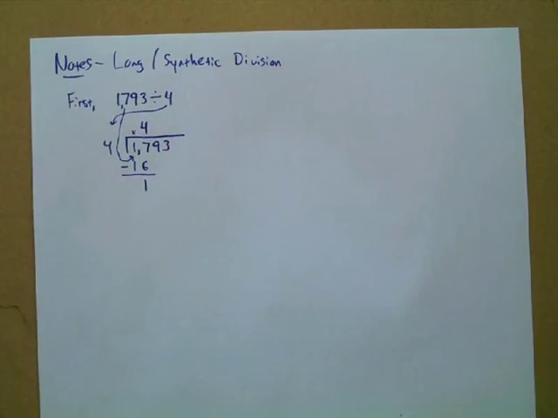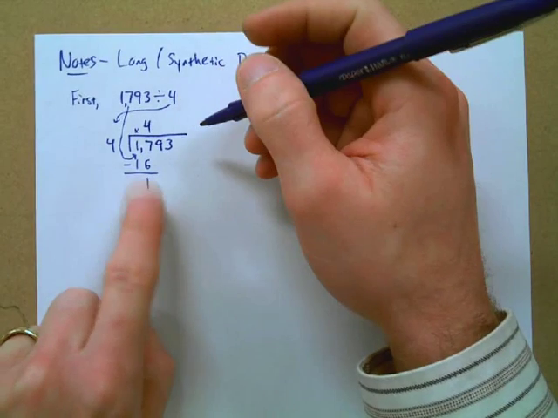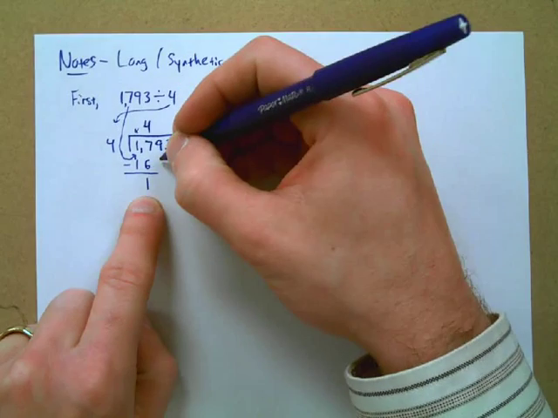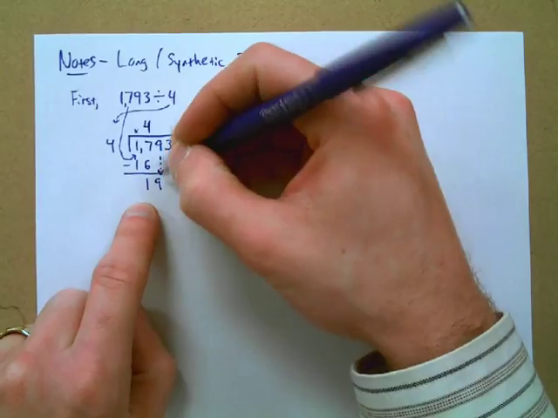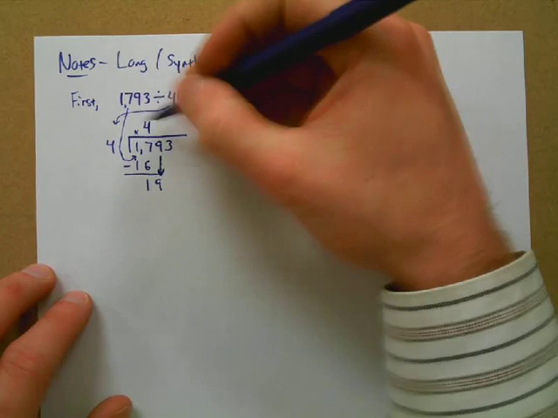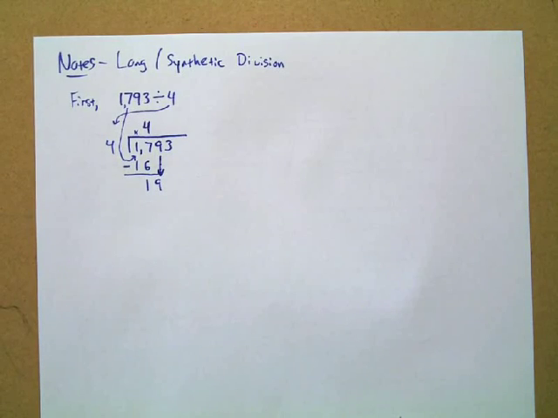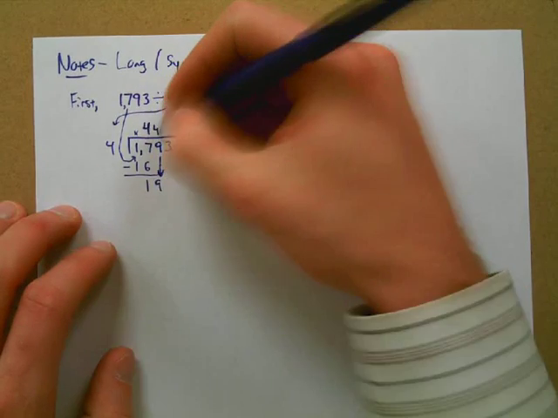Sometimes you guess wrong and you have to check. Can I pull enough 4s out here? But no, we can't pull any more 4s out because it's just a 1 there. So we drop down that 9 to make it 19. And we ask ourselves the same question. What times 4 can get us close to 19? 4, that's right. 4 times 4 is 16. So we subtract, and we get 3.